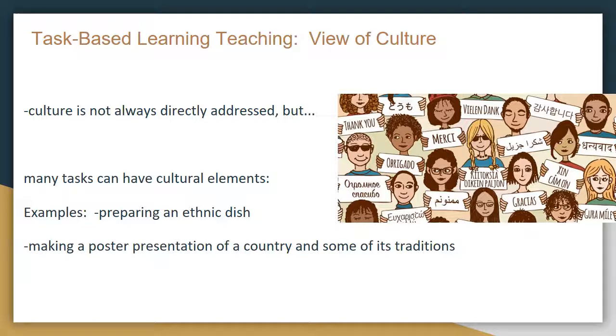Task-based learning does not directly address culture, but if you think about it, many tasks can have cultural elements. So it really is based on the task that the teacher assigns. If the teacher assigns a how-to paper where students write a how-to paper with steps and a process paper where they make an ethnic dish of their choice, then that, of course, would involve some cultural elements. Or if students have to research a society in which they are learning that society's target language, then that would be another aspect where they would learn the culture of that society along with the language skills.